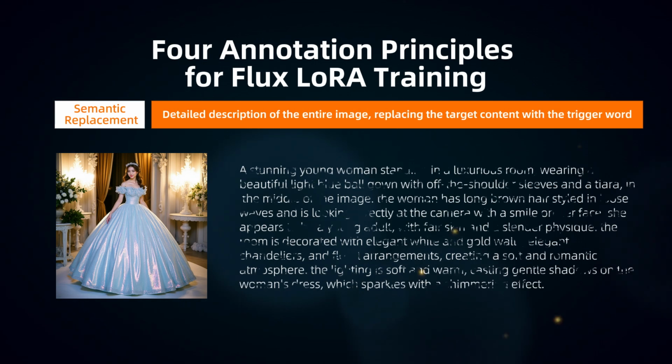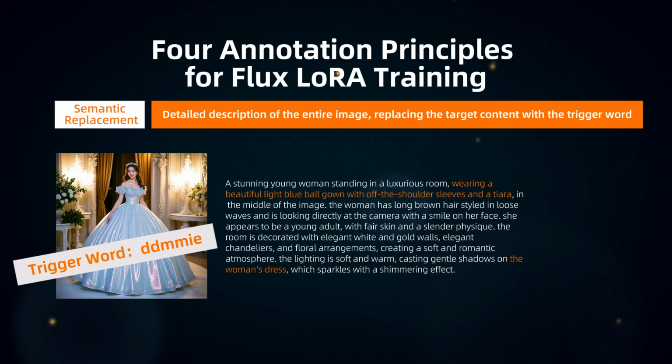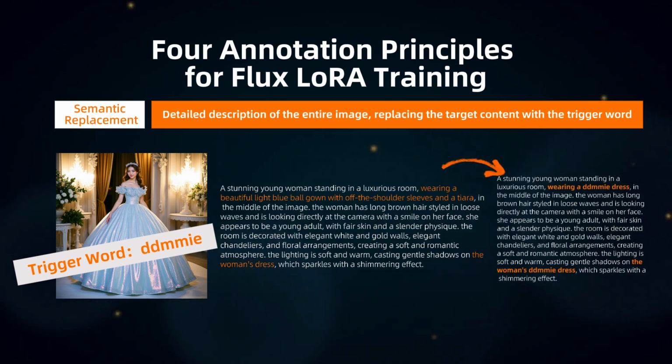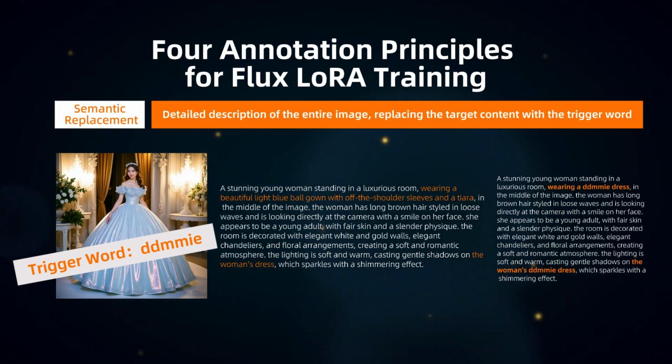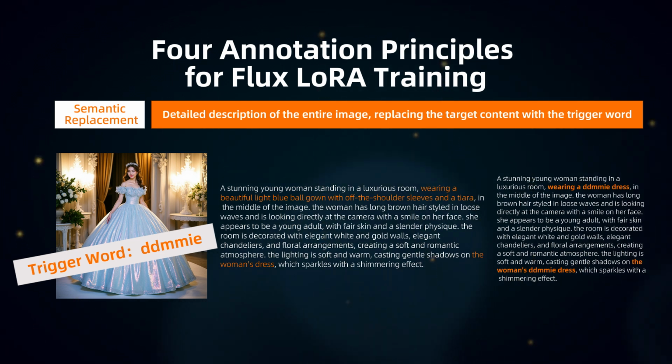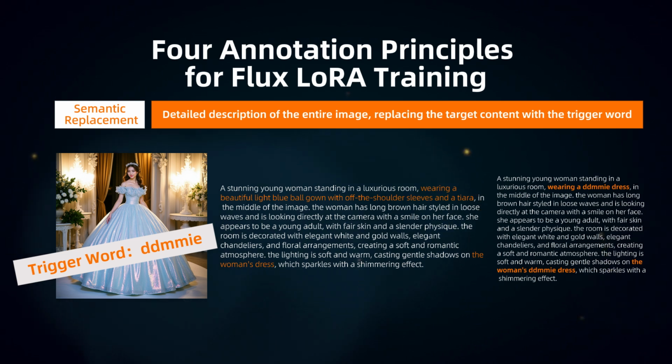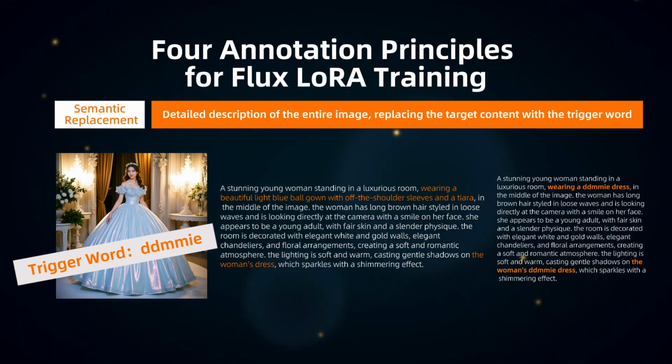2. Semantic replacement. Here, we create a detailed description of the image and replace the target content with the trigger word. This directly binds the trigger word to the target in semantic terms, allowing the model to anchor the feature precisely. This method places a stronger emphasis on how the target integrates with its context rather than isolating it.